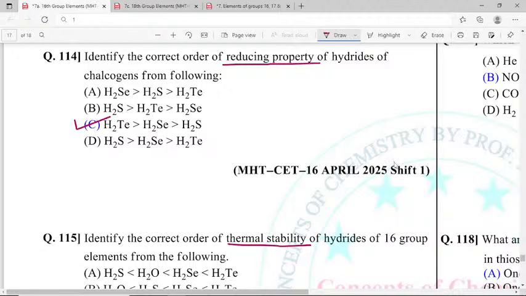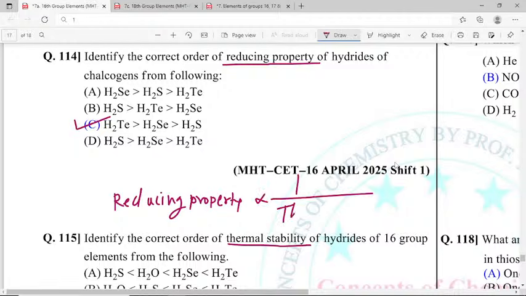Same question, reducing property and thermal stability. I am talking here about reducing property. Reducing property is inversely proportional to thermal stability. Always remember, reducing property is inversely proportional to thermal stability.